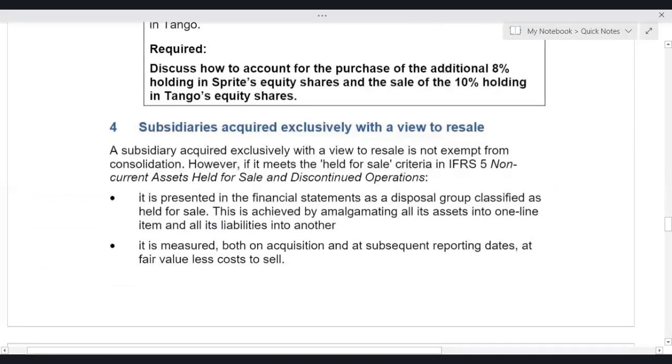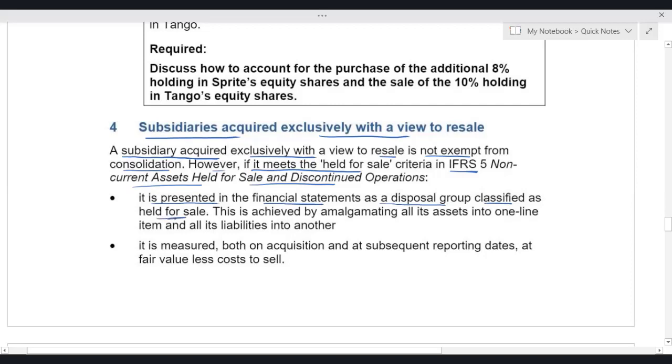Now, another important aspect: subsidiaries acquired exclusively with a view to resale. If you have acquired a subsidiary exclusively with a view to resale, you still have to consolidate, but you need to look at IFRS 5 as well. A subsidiary acquired exclusively with a view to resale is not exempt from consolidation. However, if it meets the held for sale criteria in IFRS 5, non-current assets held for sale and discontinued operations, it is presented in the financial statements as a disposal group.